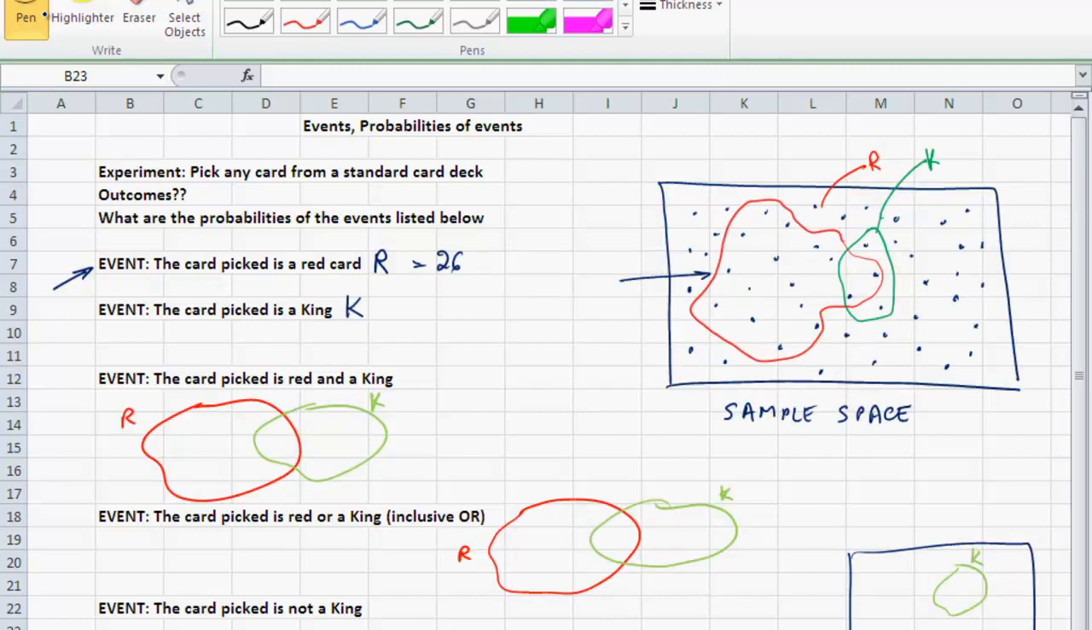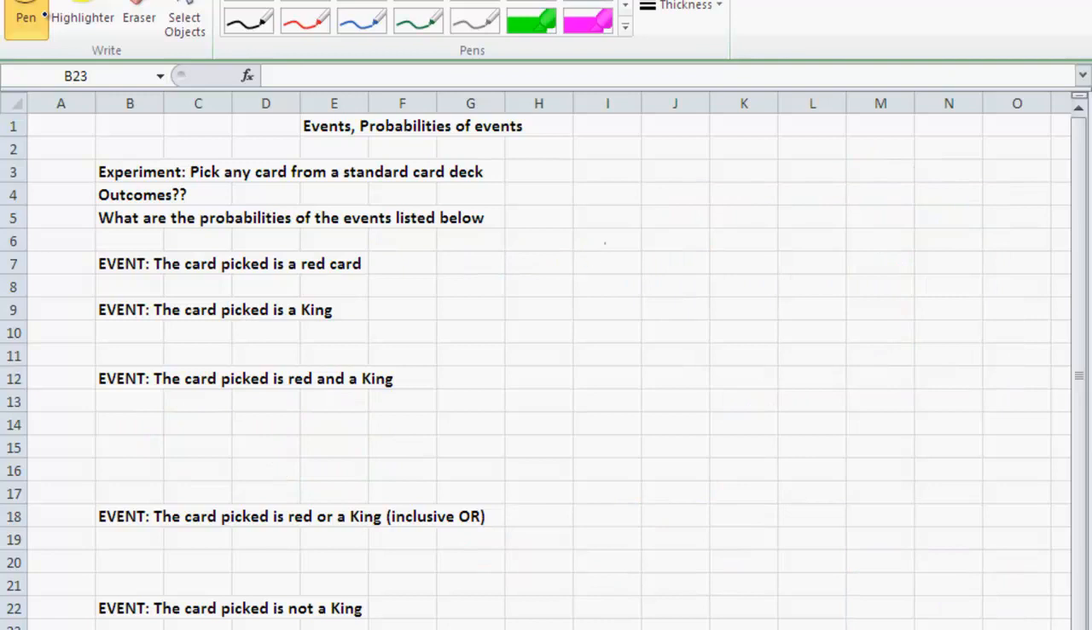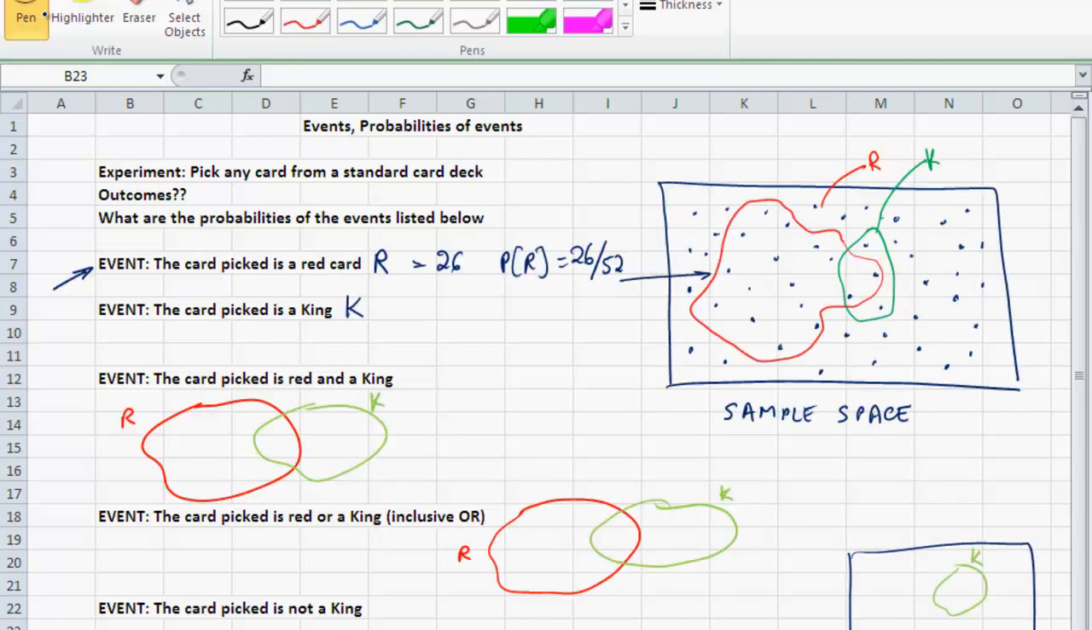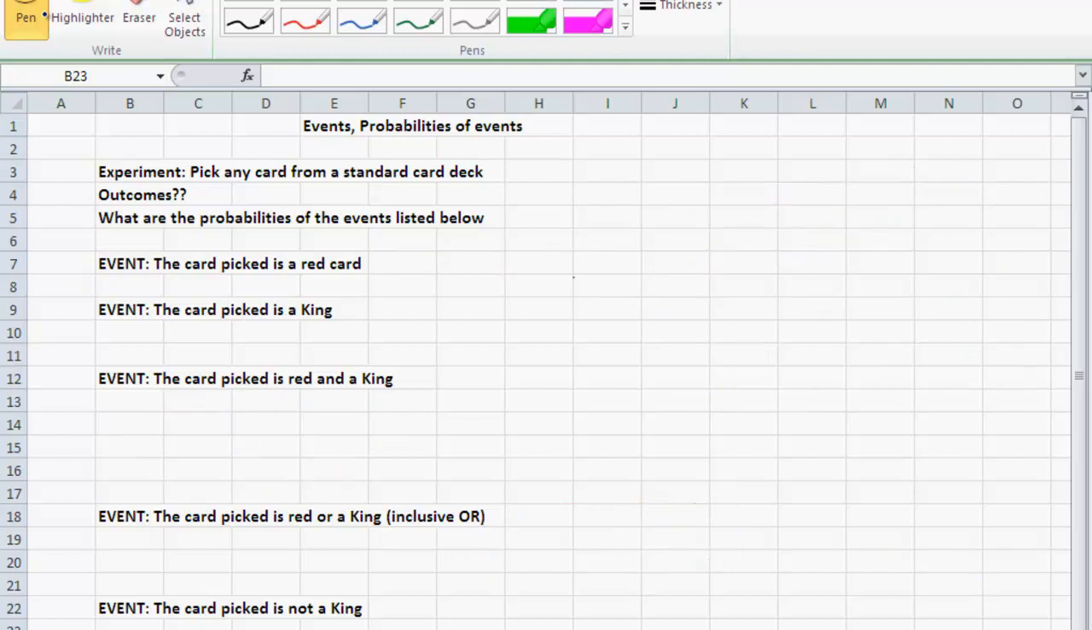So therefore the probability of this event, the probability of R, is simply 26 divided by 52, which would be 0.5.